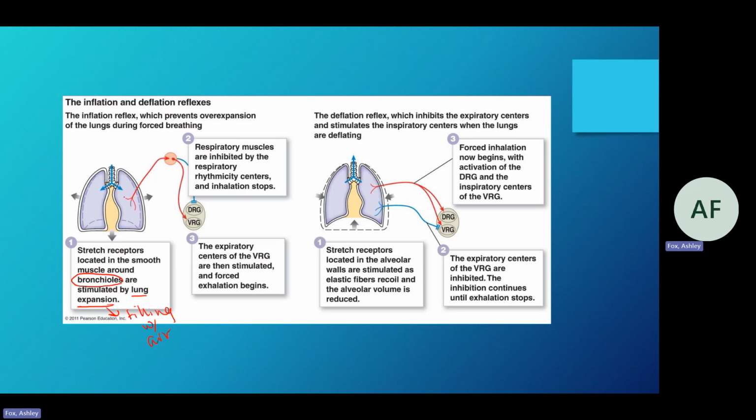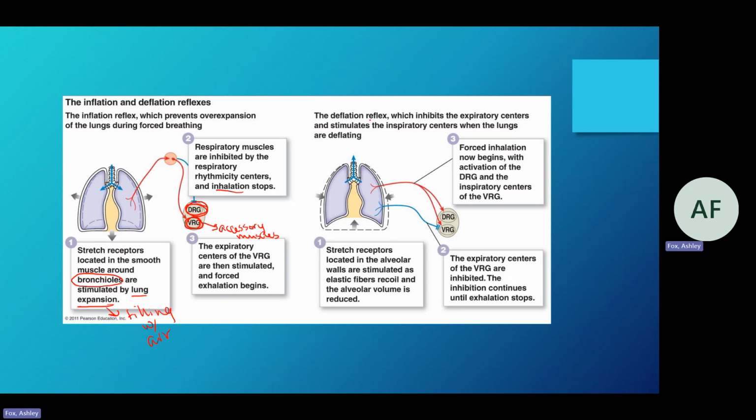Then from these stretch receptors, signals go to the medulla. Respiratory muscles are inhibited, so you're inhibiting the dorsal respiratory group and inhalation stops. Then remember the expiratory side, when you need forced expiration, is the ventral respiratory group. You force exhalation by stimulating the neurons here, and they go to your accessory muscles to cause forced expiration.